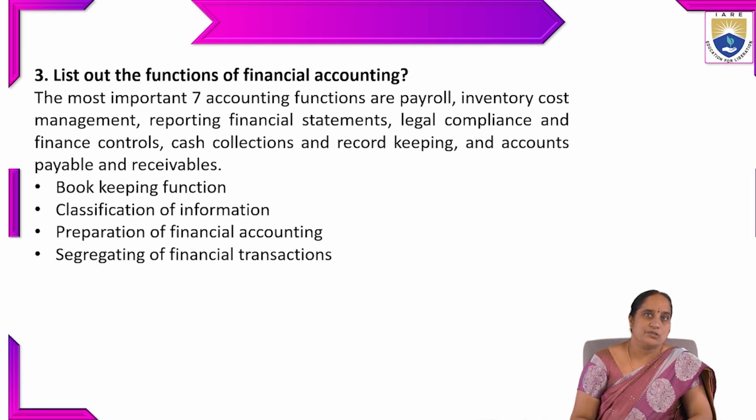The third one is to list out the functions of financial accounting. The seven most important accounting functions are payroll, inventory cost management, reporting financial statements, legal compliance and finance controls, cash collections and record keeping, and accounts payable and receivable. Apart from that, we also have bookkeeping as one of the functions, classification of information, preparation of financial accounts, and segregating financial transactions.